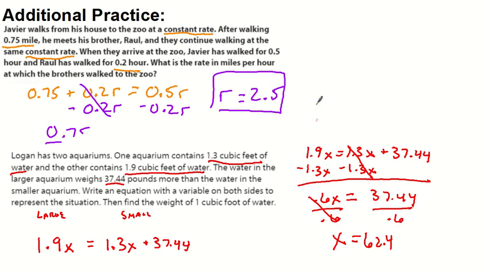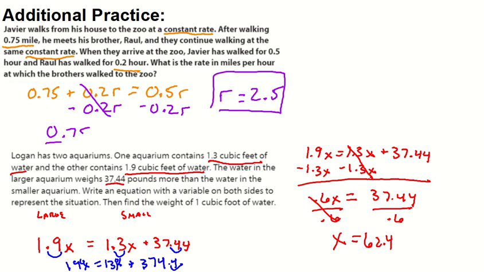Another way to do it was I could have moved my decimal over once if I wanted to. That doesn't get rid of the decimal though. That just gives me 19x equals 13x plus 374.4. So I still have a decimal here, but maybe we feel better about not having a decimal with our variable. And then, or I could have moved it over again, and that's going to add some zeros to make this 130, 190, 3,744. Doesn't change anything. Your answer is still going to be 62.4.